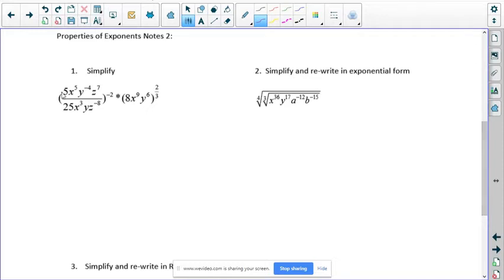So we have 5 over 25. Well, that reduces to being 1/5. When you have x to the 5th divided by x to the 3rd, it's x to the 5 minus 3. So we have x squared. In the y's, we have y to the negative 4th, and in the denominator, y to the 1st, which means we have, in all, y to the negative 4 minus 1, or y to the negative 5th.